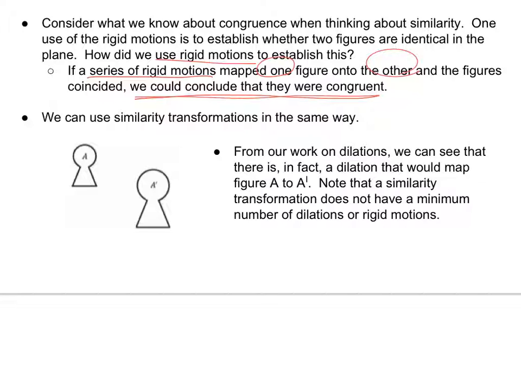If we look at figure A and figure A prime, we can see that there's dilation. I mean, I could find a center of dilation for those two figures, and we know that any straight lines are going to be parallel in my dilation. So from our work on dilations, we can see that there is in fact a dilation that would map figure A to A prime. Note that a similarity transformation does not have a minimum number of dilations or rigid motions. Okay, that's important. We can do as many things as we want to.